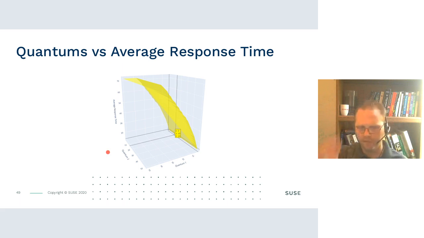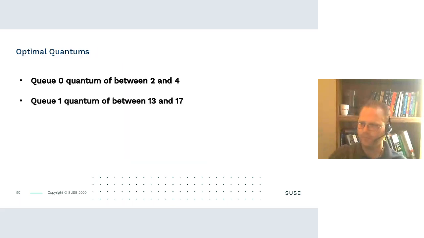All right, so the chart for quantums versus average response time shows this simple curve. This chart just illustrates the reality that the response time relies heavily on our first quantum due to the processes arriving relatively close together. Response time is optimized when the first quantum is as small as possible. So in summary, the data suggests the optimal quantum value for the first round robin queue should be between 2 and 4, and the optimal quantum for the second queue should be between 13 and 17. Using different random test data caused these results to vary slightly, but overall most results fell within these ranges.